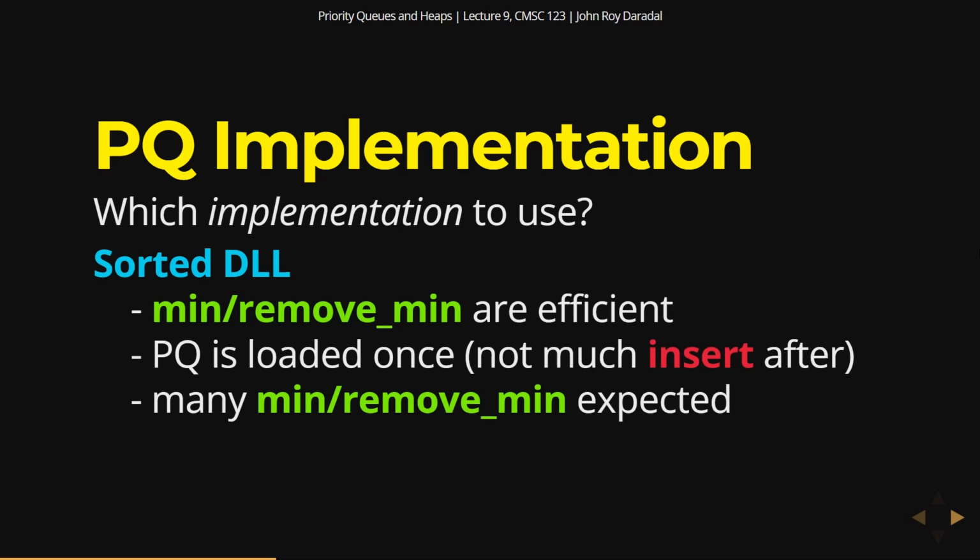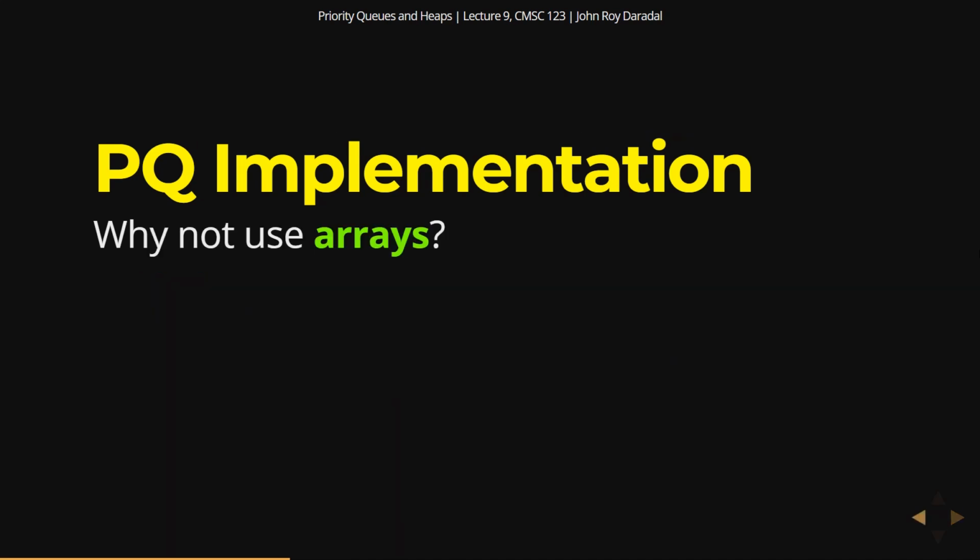So that is when sorted DLL will shine, because min and remove min is its strength and not the insertions. So if you have a pretty static priority queue wherein you only load all of the entries at the start and then you don't really add more entries later, so sorted DLL is much better. Okay, so those are the two priority queue implementations: unsorted and sorted DLL. Okay, now why did we not use arrays?